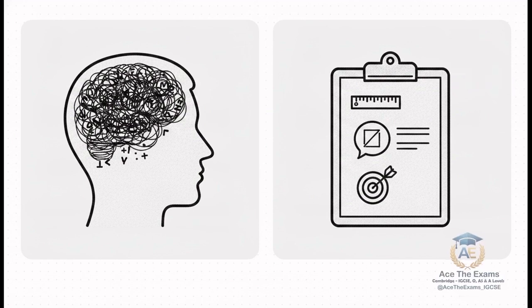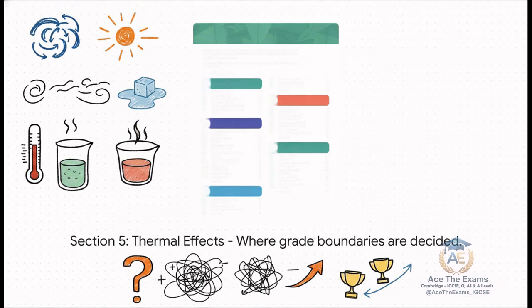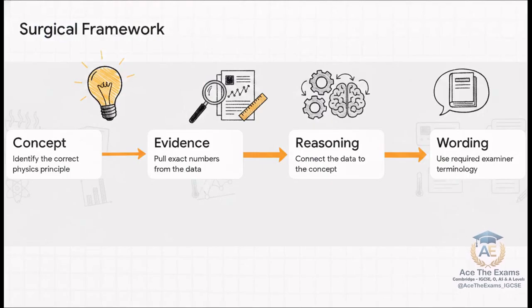Let's actually look at the syllabus itself, specifically Section 5, Thermal Effects. It covers a lot of ground, from moving particles to specific heat capacity and latent heat. And it's these last two where we see the same fatal pattern. You might totally understand conceptually that it takes energy to change a substance's temperature or state. But the second you're asked to calculate or describe it on paper, that mark scheme turns into an absolute minefield. So we need a totally new approach.